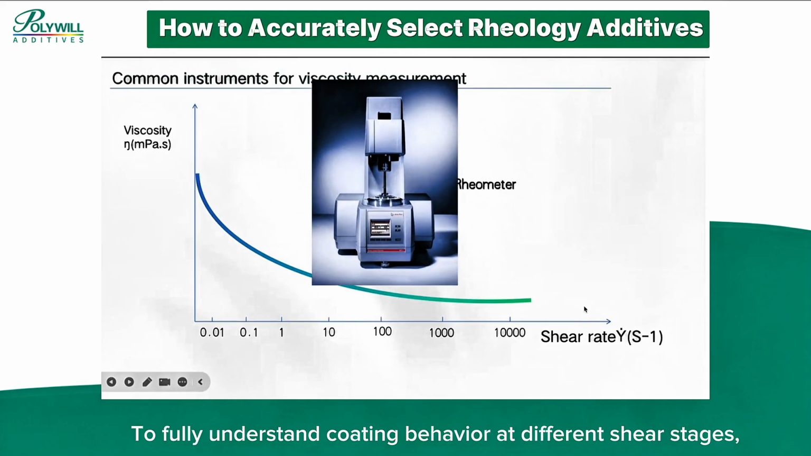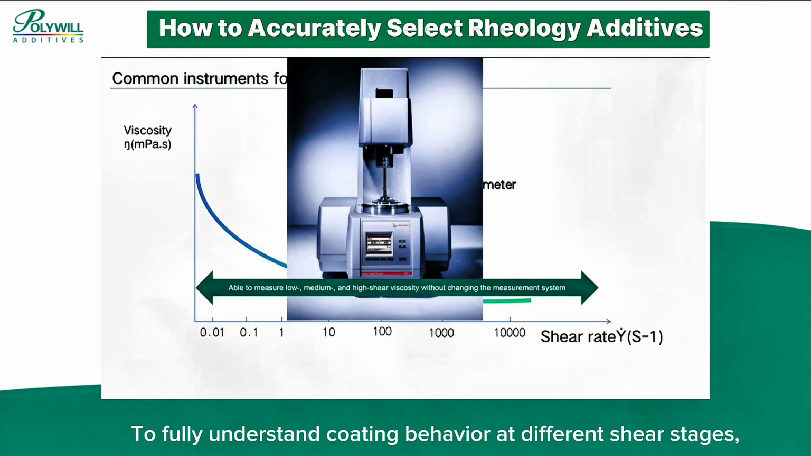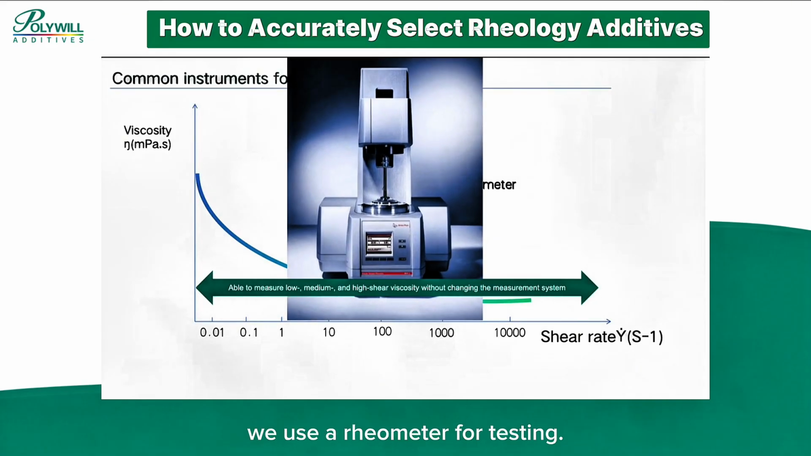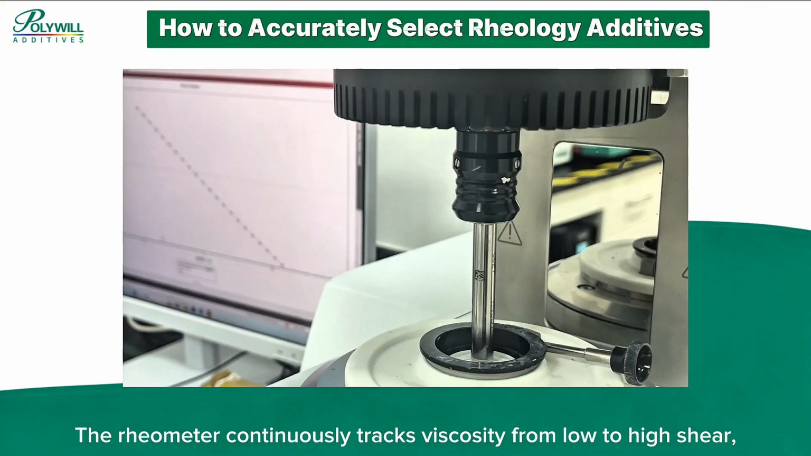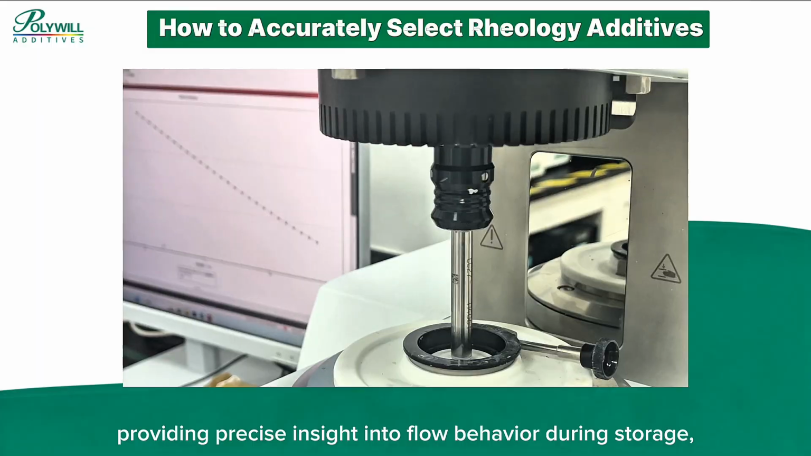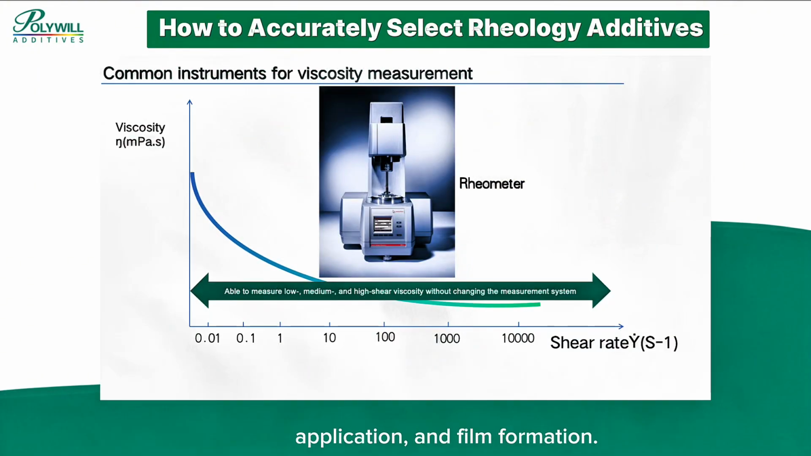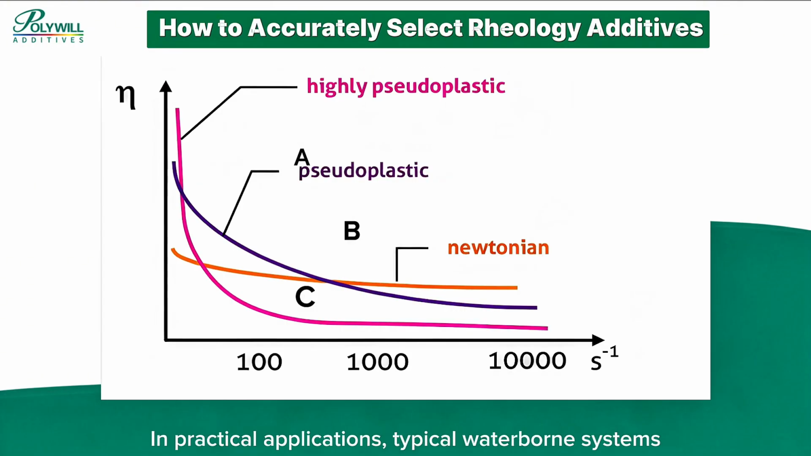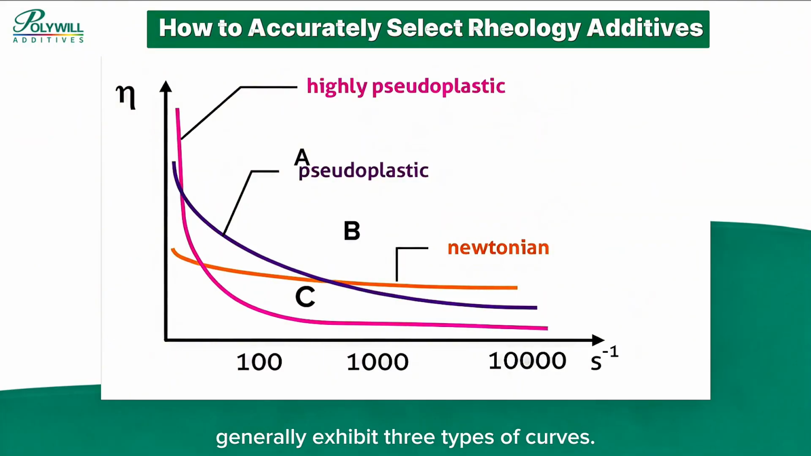To fully understand coating behavior at different shear stages, we use a rheometer for testing. The rheometer continuously tracks viscosity from low to high shear, providing precise insight into flow behavior during storage, application, and film formation. In practical applications, typical waterborne systems generally exhibit three types of curves.